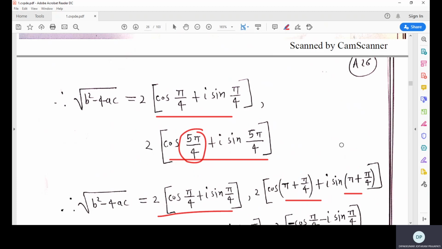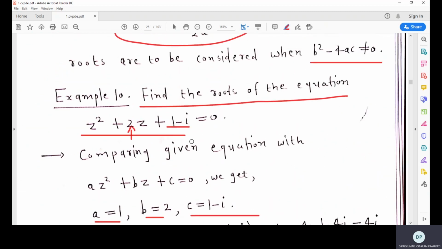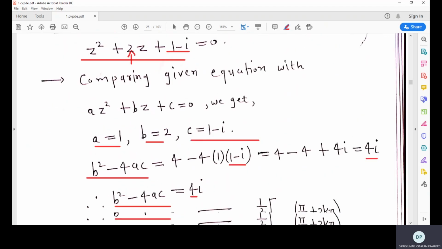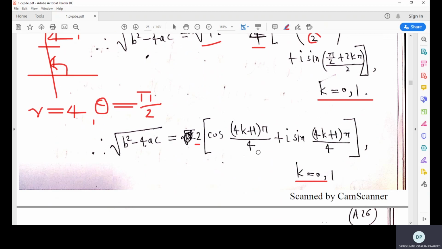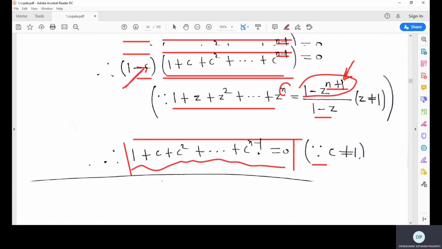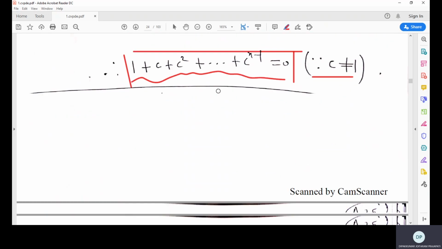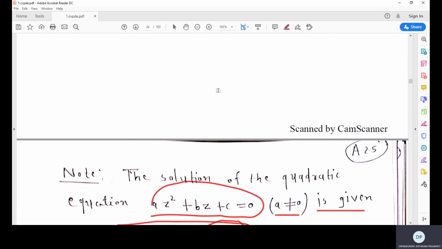In this way you can find the roots of a quadratic equation with a complex variable and complex coefficients. So this is all about complex numbers. I hope you have understood all the concepts of complex numbers very well. We will require these concepts throughout the course. So we end here. Thank you very much.